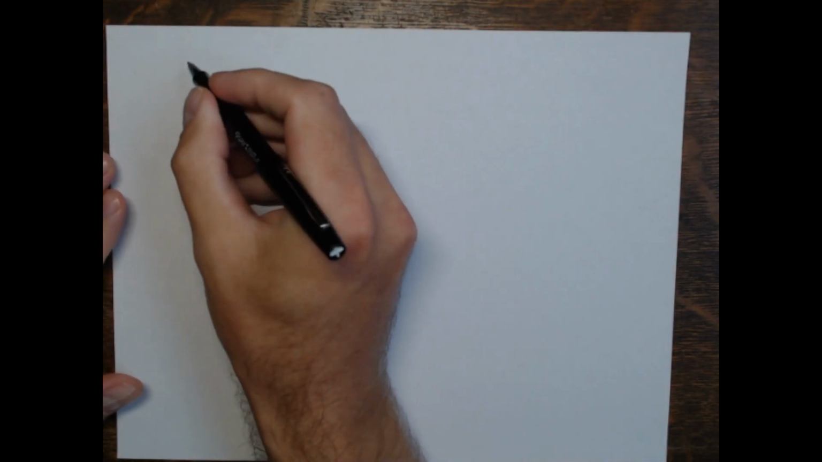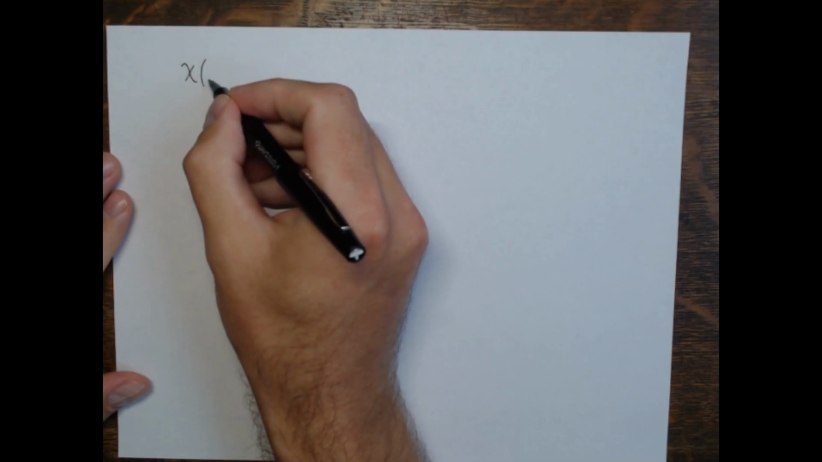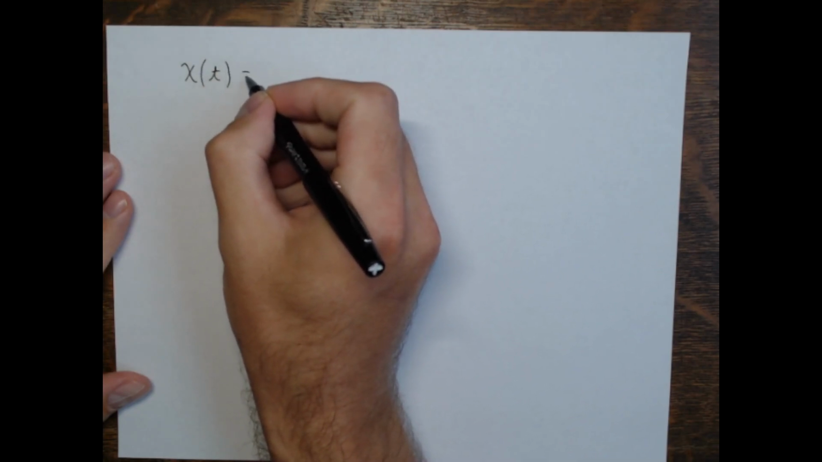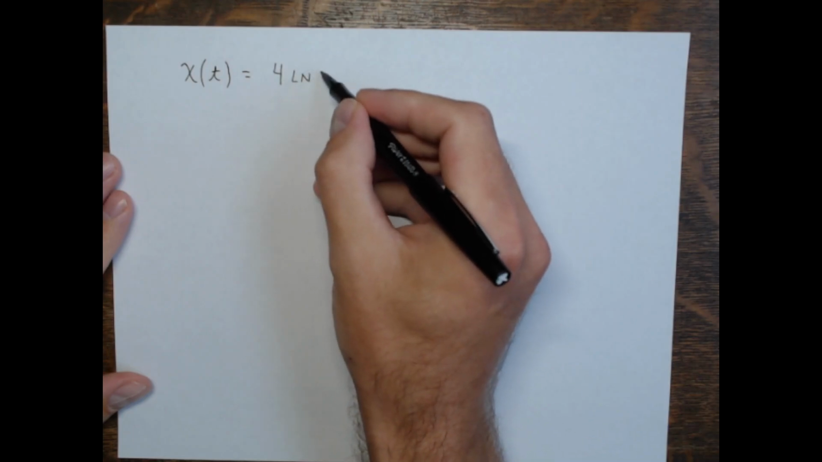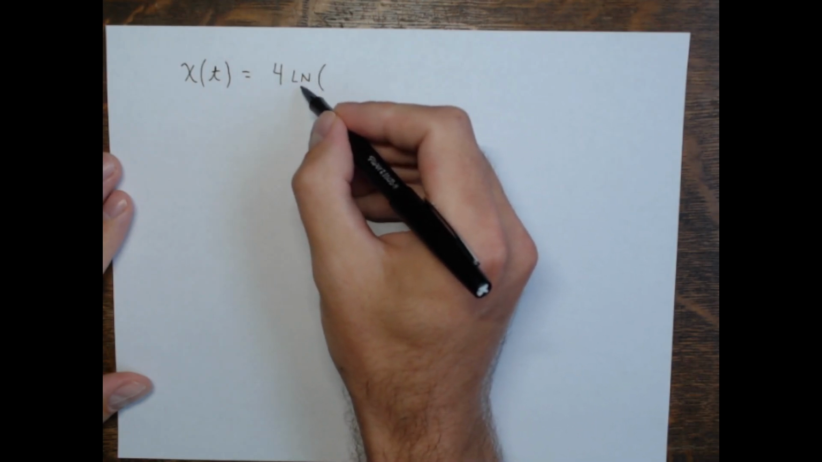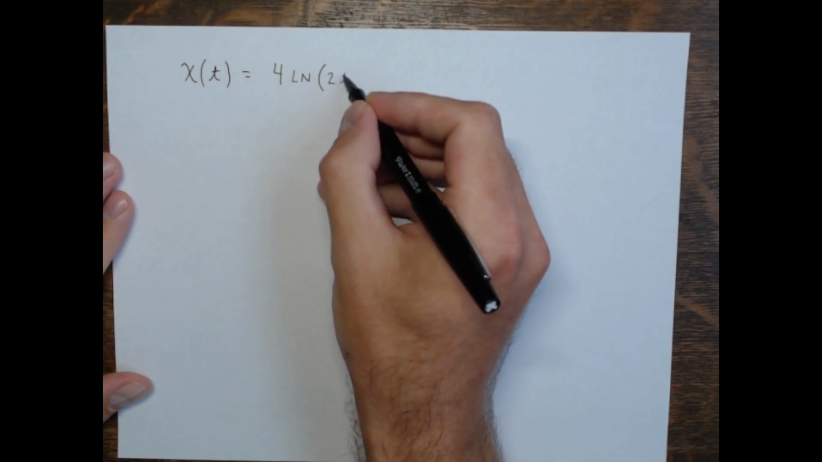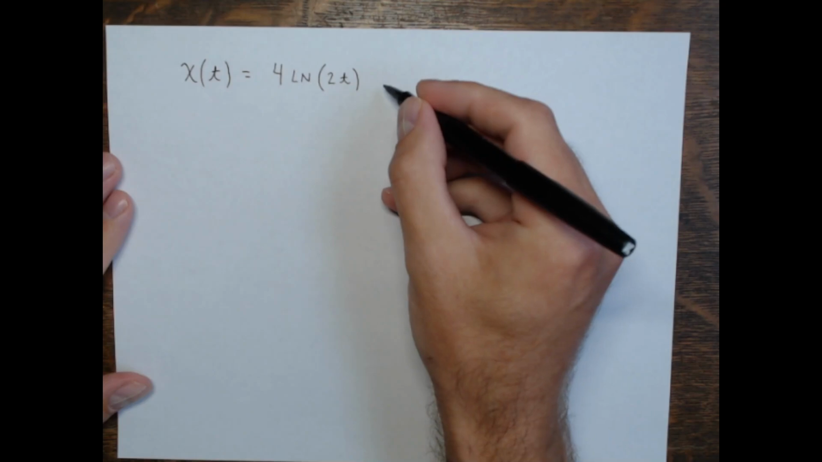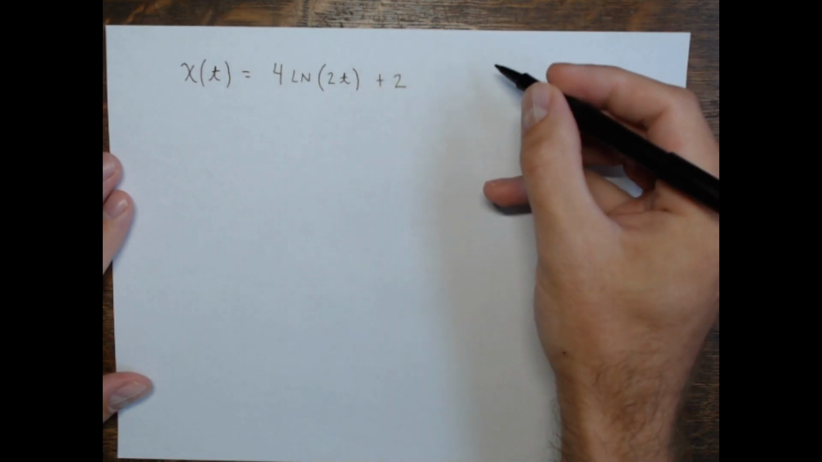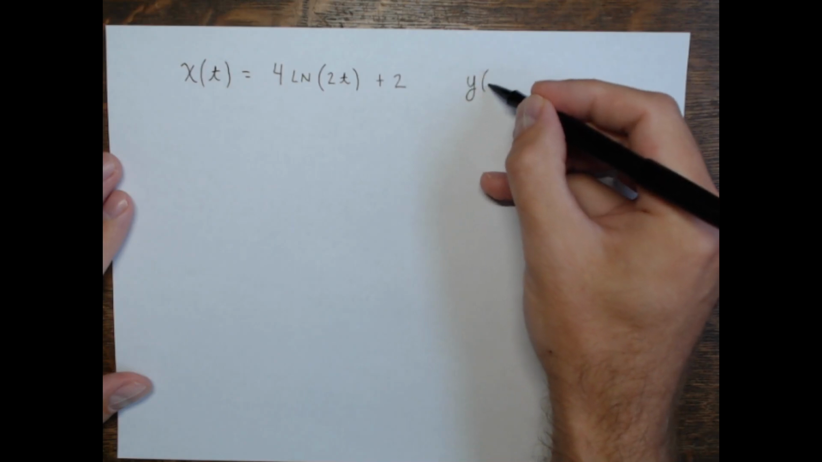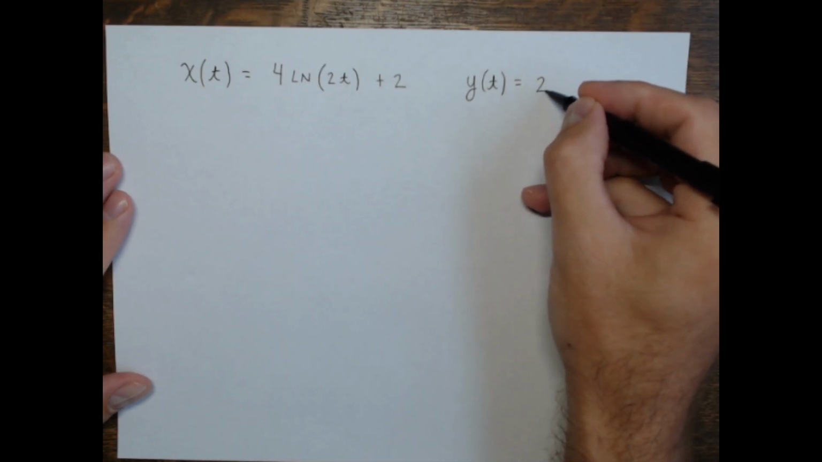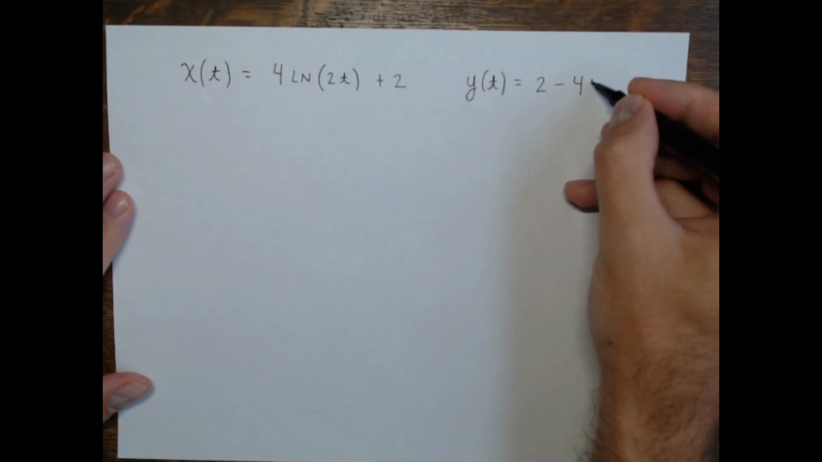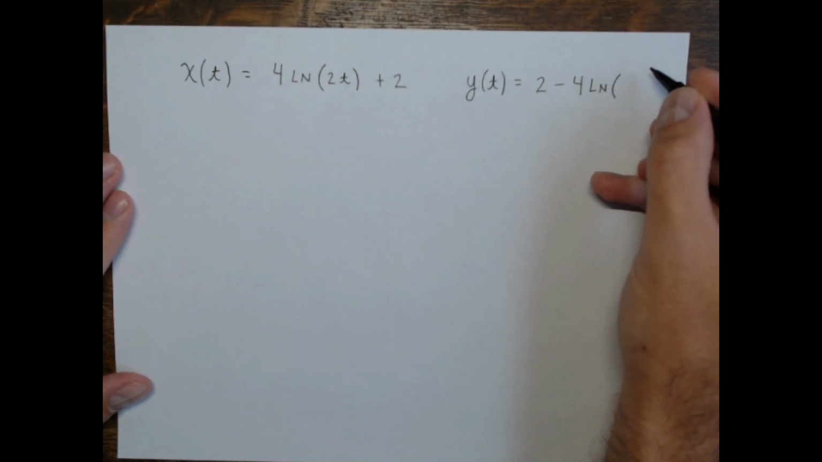Okay, so there's some paper here. The equations given, the parametric equations for the curve, were: the x coordinate in terms of t was 4 times the natural log, remember, this is logarithm base e, of 2t plus 2. And the y coordinate in terms of t, y of t, 2 minus 4 times the natural log of 4t.